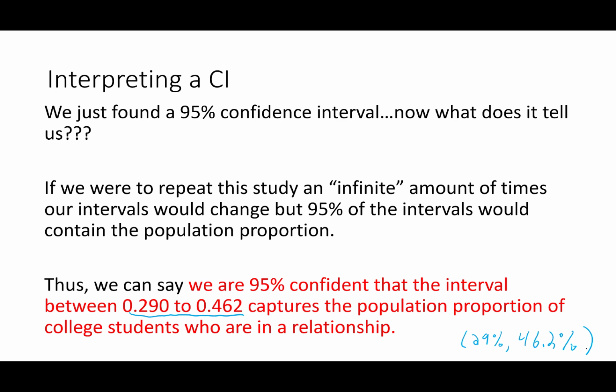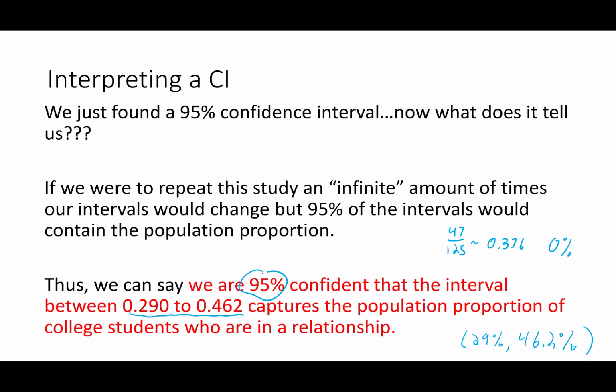This is doing a much better job than us saying something like, hey, our sample proportion was 0.376, and we're essentially 0% confident that our population proportion is that exact value. This interval now is allowing us to be 95% confident that we're capturing our population proportion.